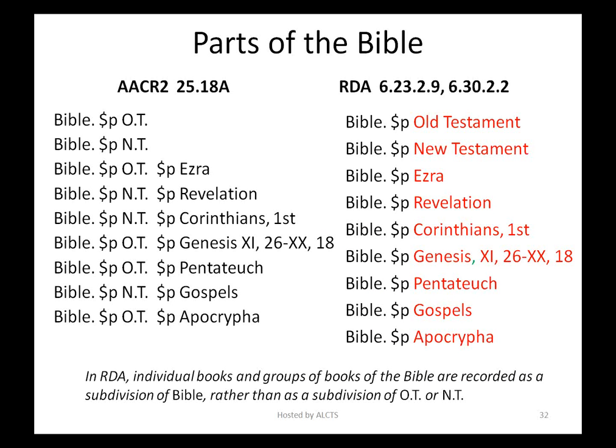There's a change to parts of the Bible. First of all, we get rid of abbreviations. So OT and NT are out and replaced by the fully spelled out forms Old Testament and New Testament. And then the individual books of the Bible will no longer be named using an intermediate Old Testament or New Testament as part of their name, as you can see in this slide.